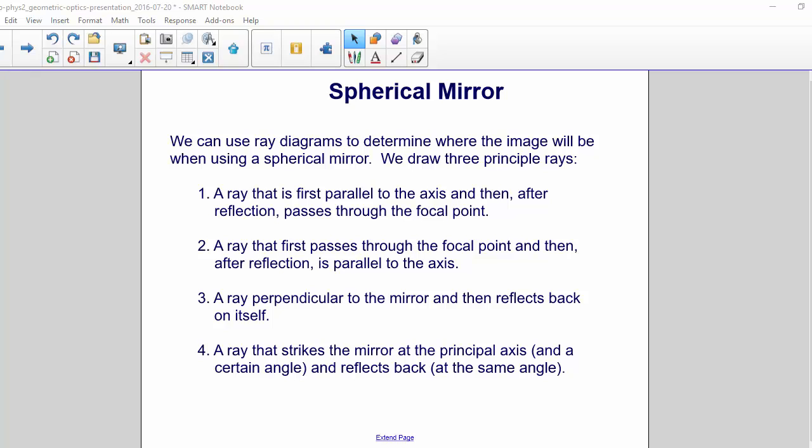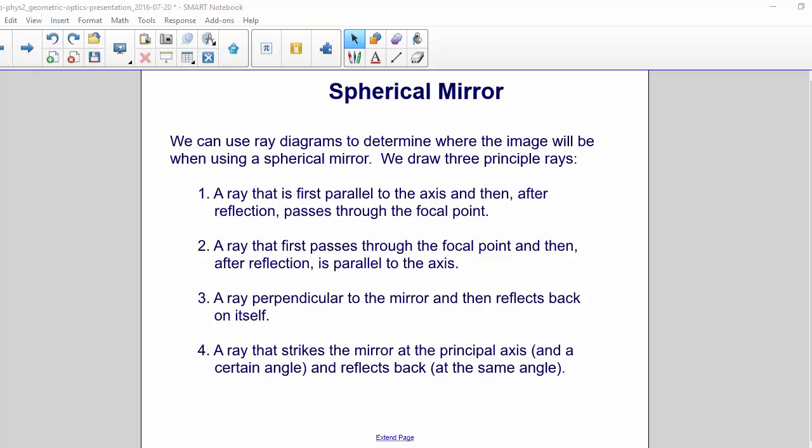We can use ray diagrams to determine where the image will be when using a spherical mirror. We draw 3 principal rays, although 4 are listed here. 1. A ray that is first parallel to the axis and then after reflection passes through the focal point. 2. A ray that first passes through the focal point and then after reflection is parallel to the axis. 3. A ray perpendicular to the mirror and then reflects back on itself.